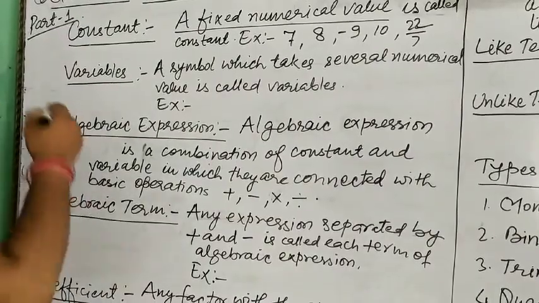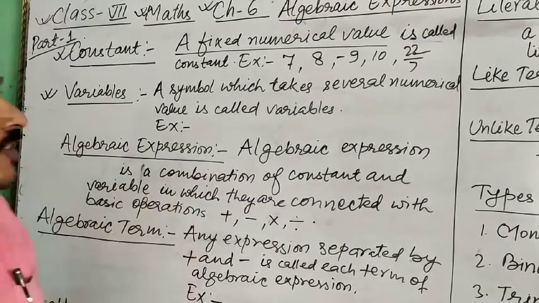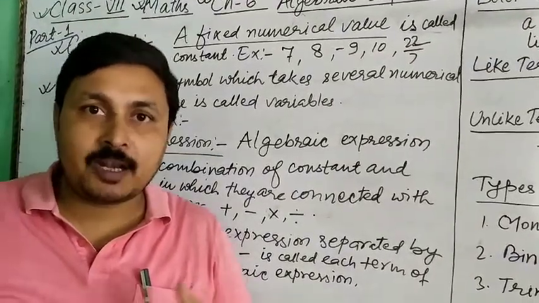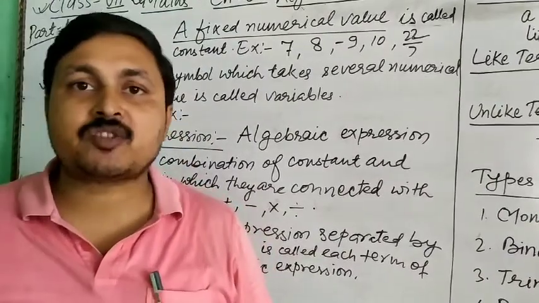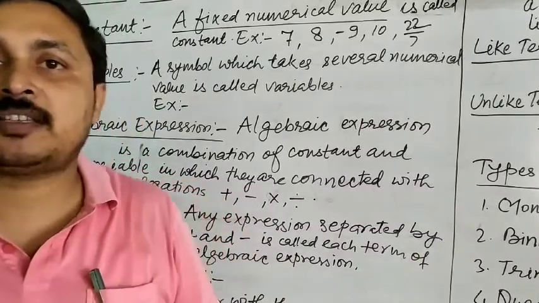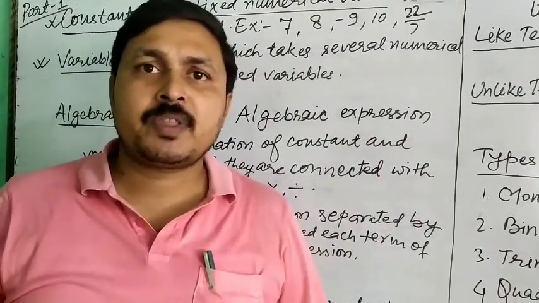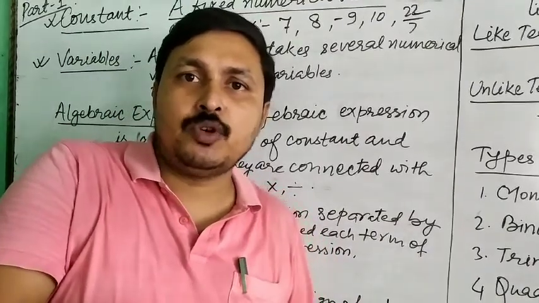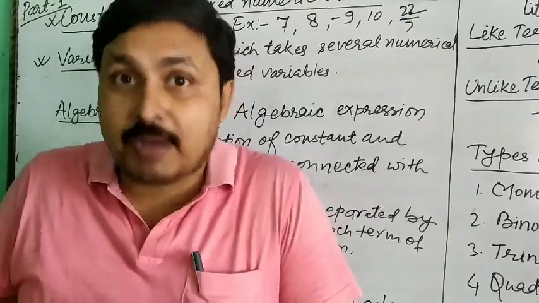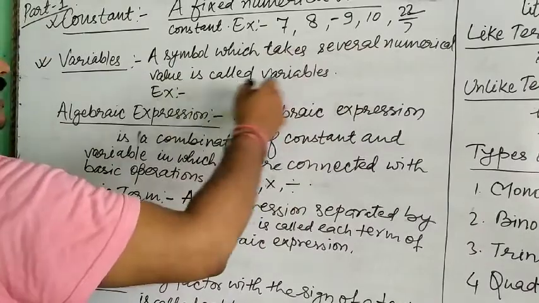Okay. What do you mean by variables? A symbol which takes several numerical values. Any symbol like alphabet A, B, C, D, X, Y, Z. These all are the variables. And the value of X varies everywhere. In the first equation, if the value of X is equal to 2, in the second equation, maybe the value of X is equal to minus 3. So it can be varied.